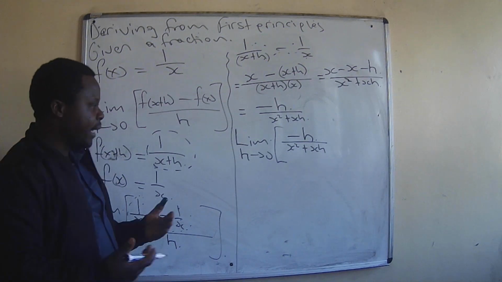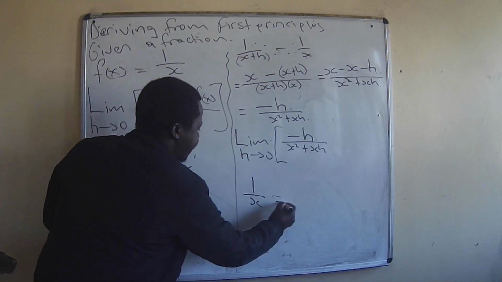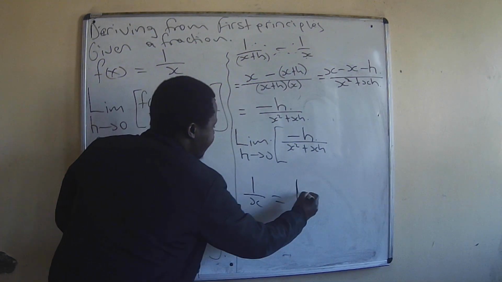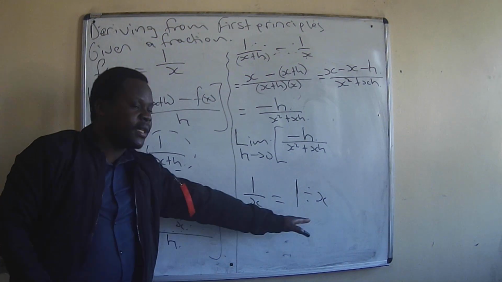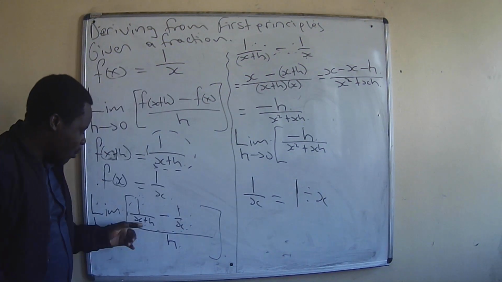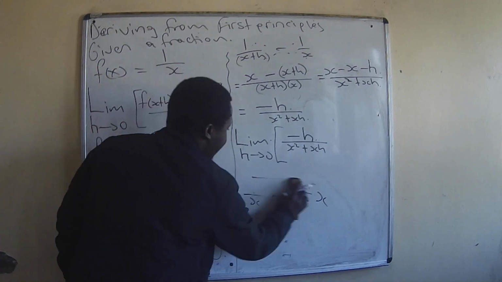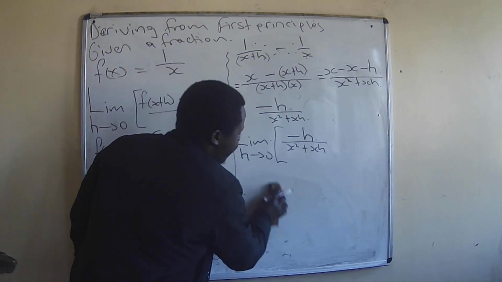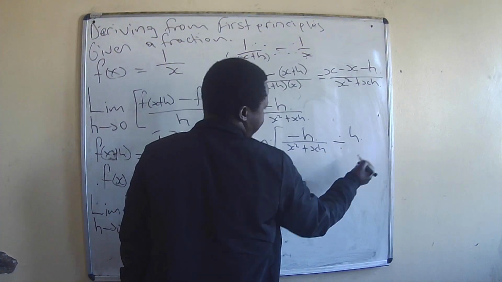since it means the same thing. I guess you understand that 1 over x is the same as 1 divided by x. This is the same thing. We want to use it on this one. We want to remove this over and put divided by. So let us do that. Then we are going to have divided by h.